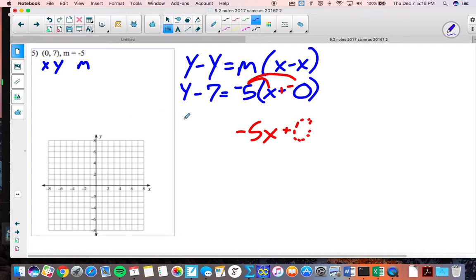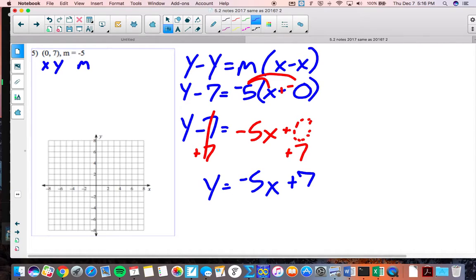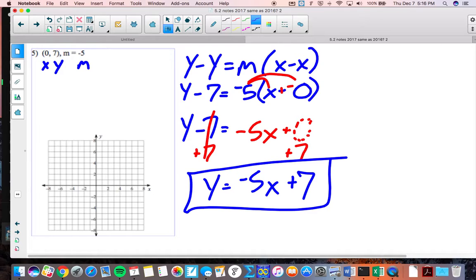On the left side, we still have y minus 7. Always distribute first, always simplify first, and then worry about solving. So now we add 7 to each side to undo that subtracting 7. So we get y by itself. We have y equals -5x plus 7. So that's the equation of this situation in slope-intercept form. We know that the slope is -5. Boom. We calculated that the y-intercept then is 7.